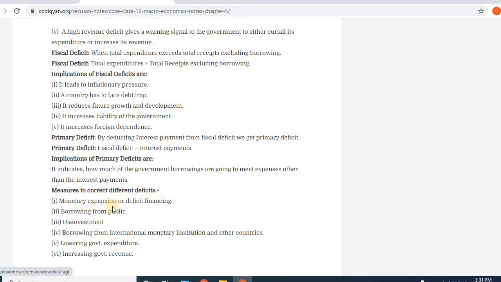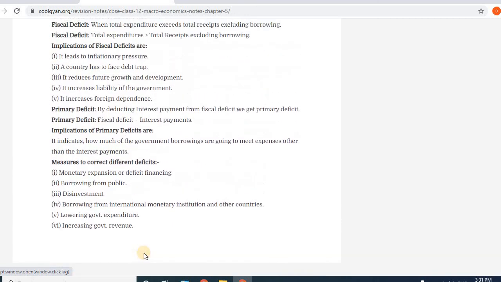Monetary expansion or deficit financing, borrowing from public, disinvestment, borrowing from international monetary institutions and other countries, lowering government expenditure, increasing government revenue. Thank you.